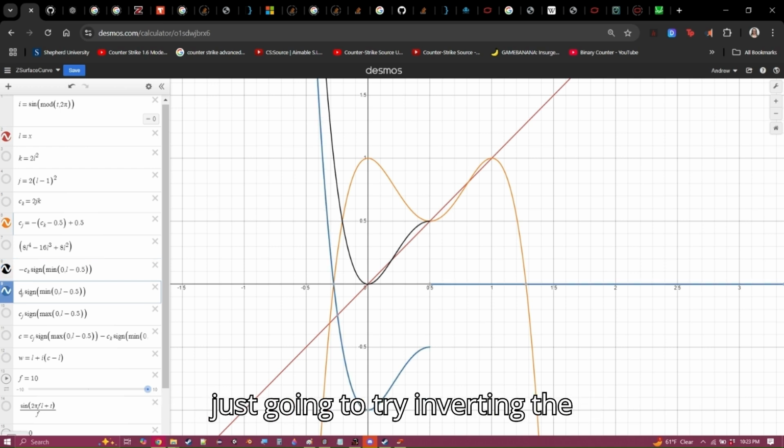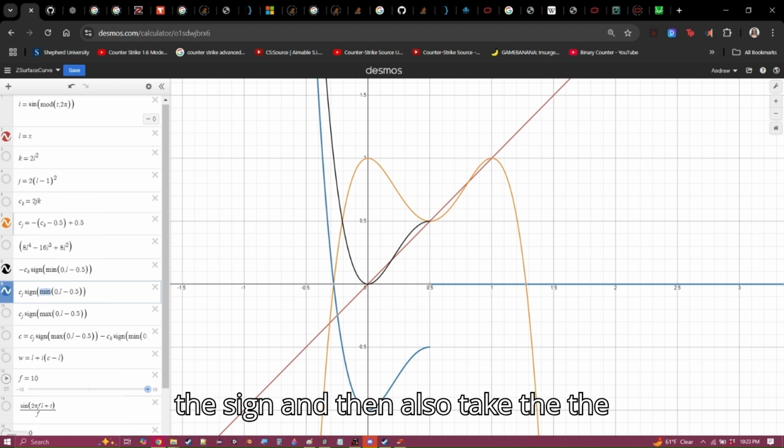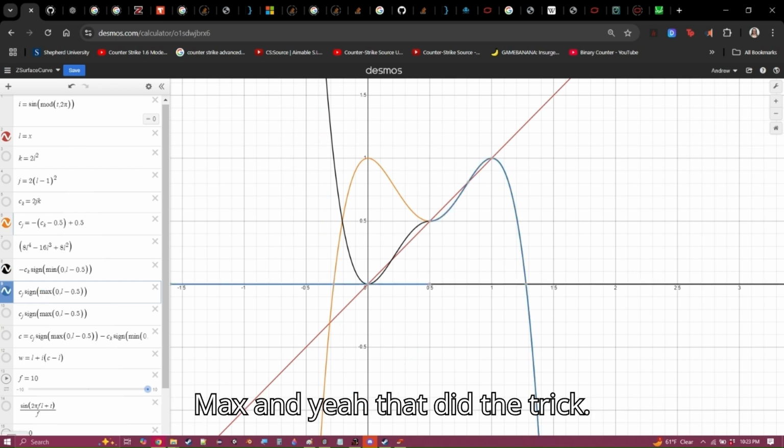So at this point, I honestly think I was probably just like, okay, I'm just going to try inverting the sign, and then also take the opposite of this min function and do max. And yeah, that did the trick.